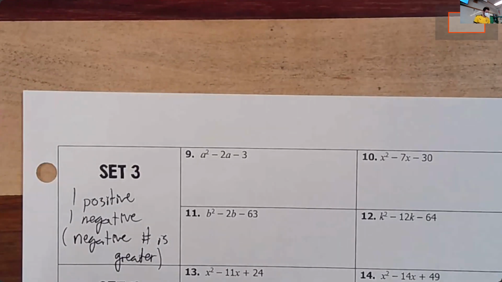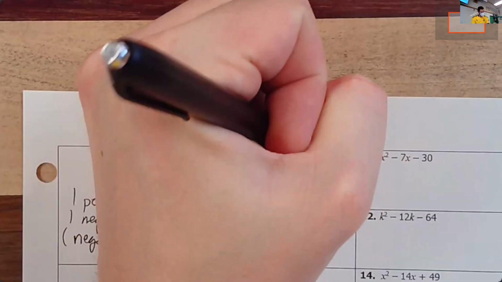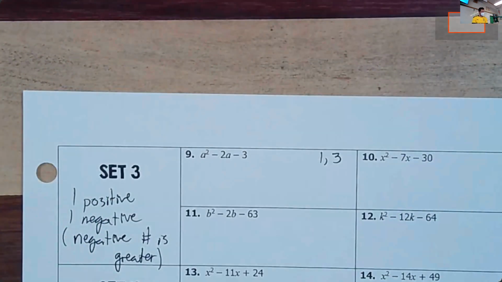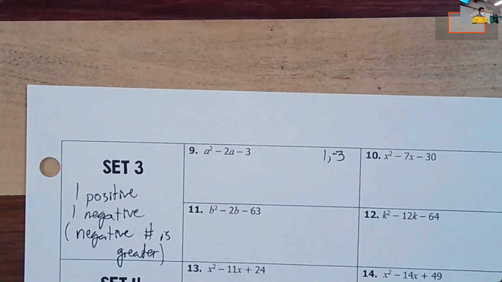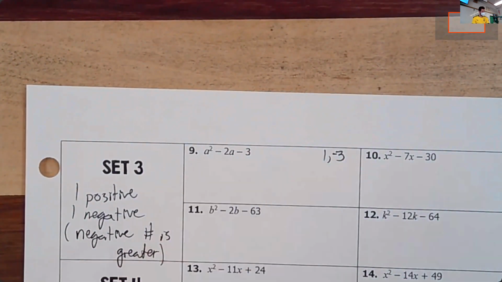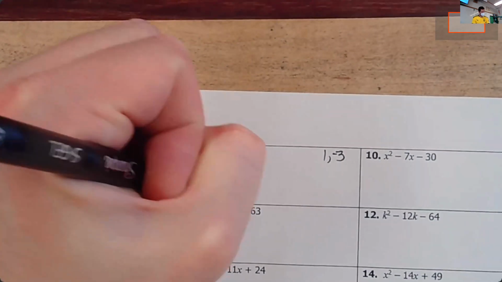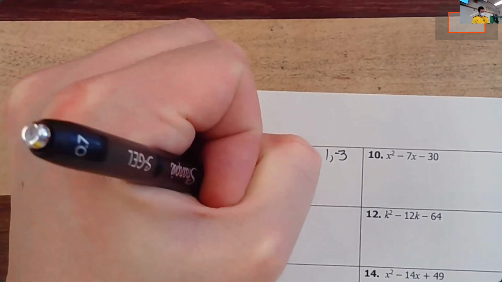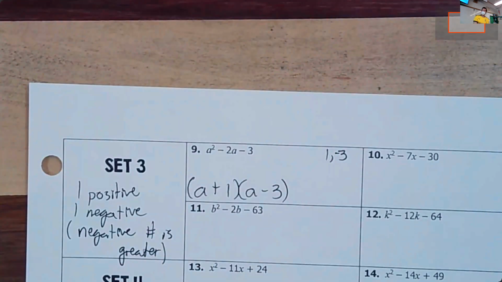So on number 9, we need two numbers that multiply to equal -3, or 3, which means there's only two numbers that work when you multiply to equal 3. What are they? 1 and 3. One of those two has to be negative, and the negative one is the greater one this time. So -3, +1. If we add those together, we get -2. That's exactly what we're going for. So a plus 1 times a minus 3. And that's our answer for number 9.